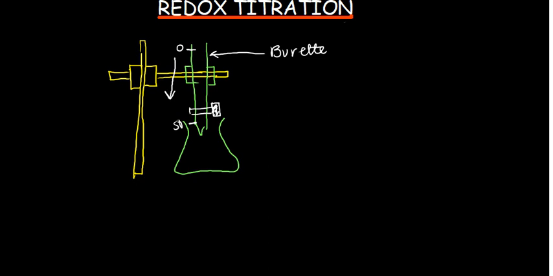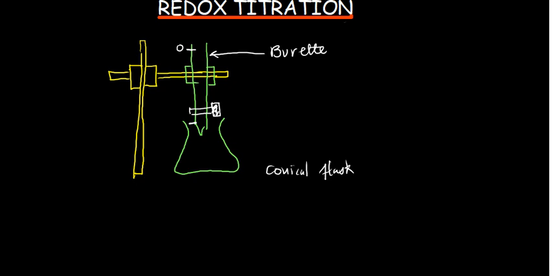So if the volume moves from 0 and reaches maybe 10 here, it means that the volume that you have used is 10 milliliters. It is in milliliters. This thing you're able to see here is called the conical flask. If they ask you what is the use of a conical flask, it's used to hold content during a titration.